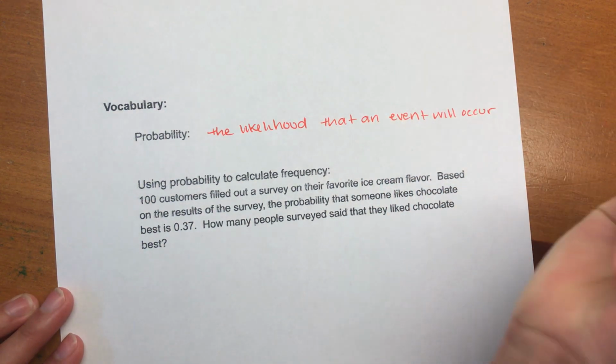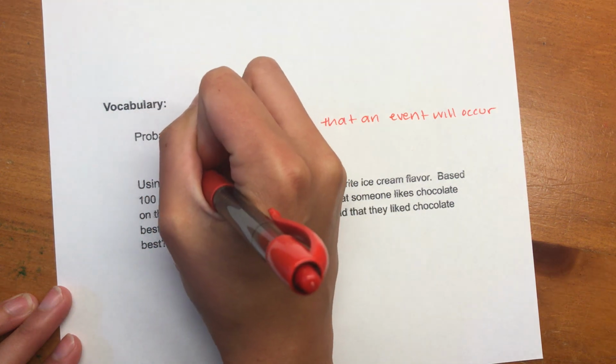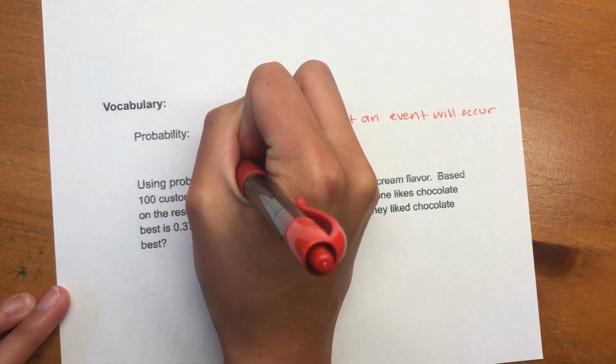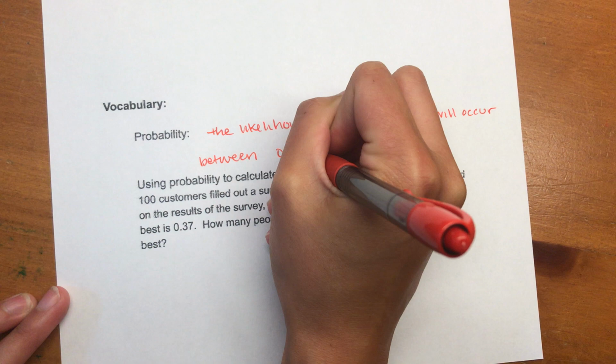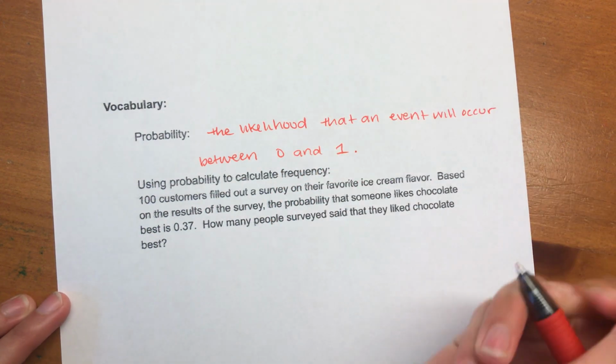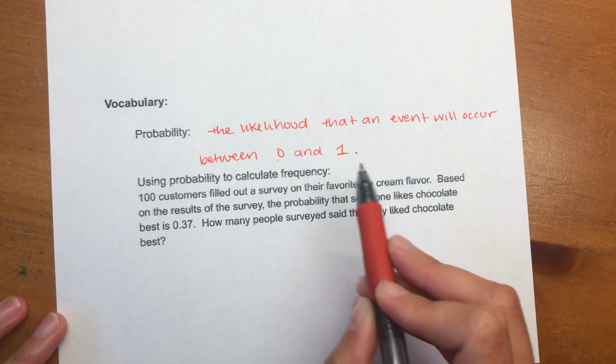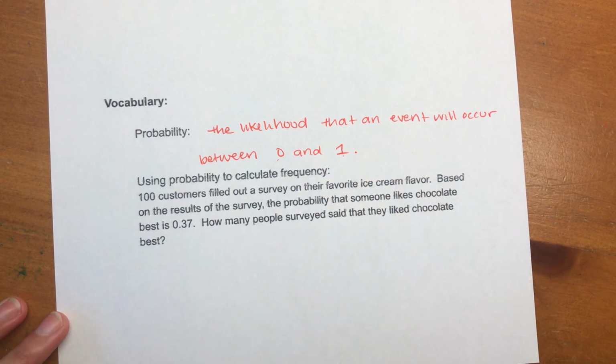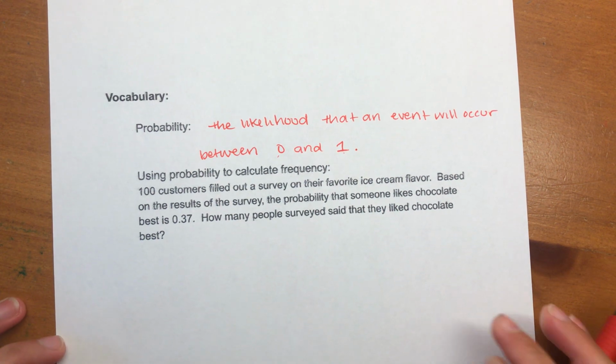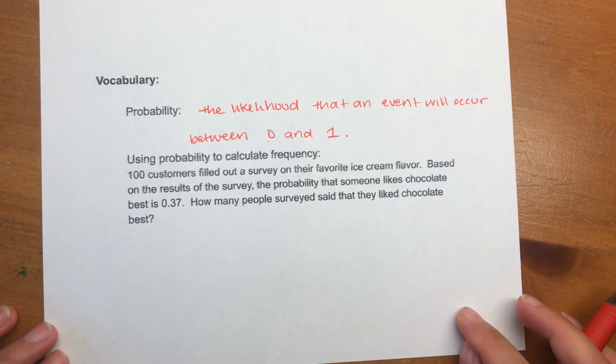And a probability is always a number between 0 and 1, okay? So if a probability is 0, there's no chance that the event will occur. If a probability is 1, that's 100%. It's going to happen, 100%, okay?